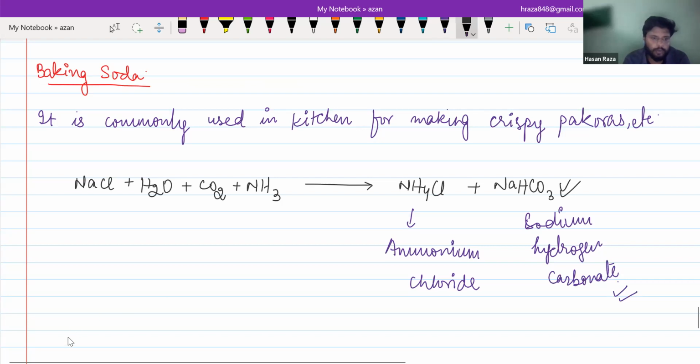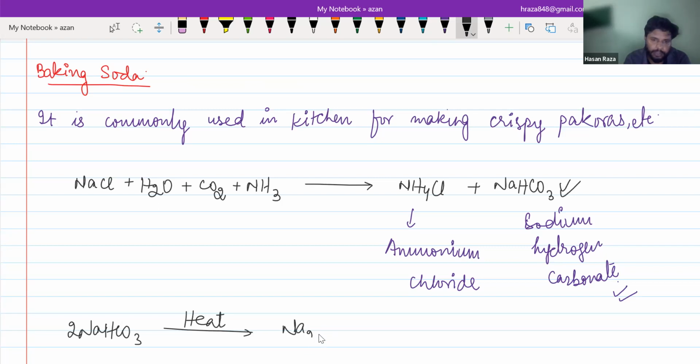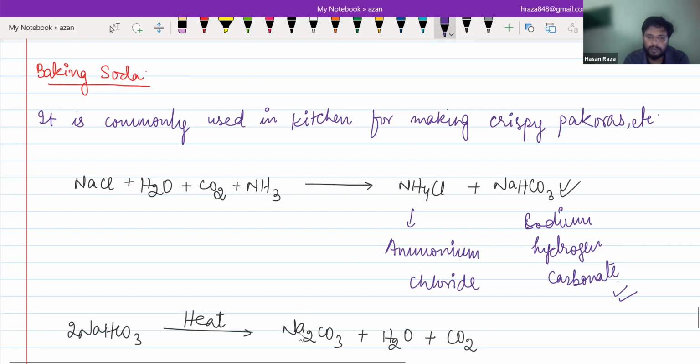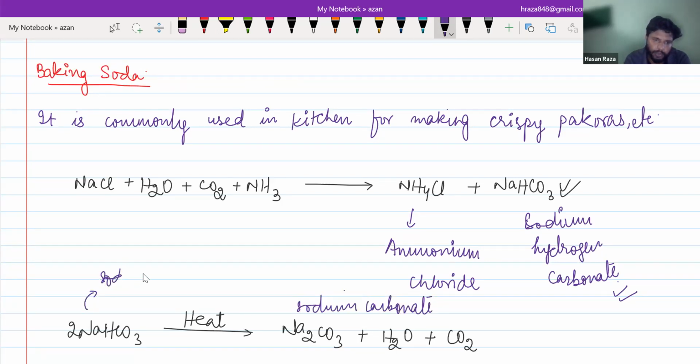Now, if you take 2 moles of sodium bicarbonate and give heat to this reactant, you will get Na2CO3 along with H2O, and there will be evolution of CO2. So this is basically what we call washing soda, sodium carbonate. Na2CO3 is sodium carbonate, and this is sodium bicarbonate, or sodium hydrogen carbonate. Please write it.